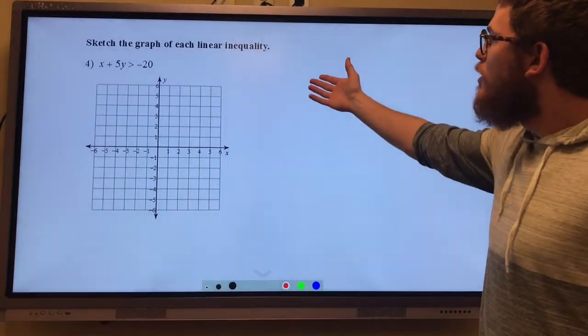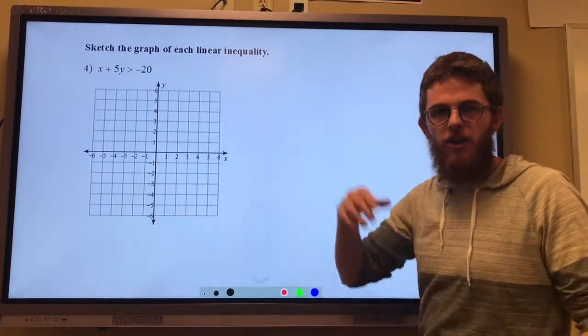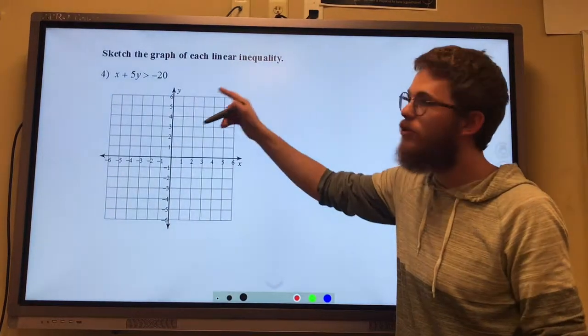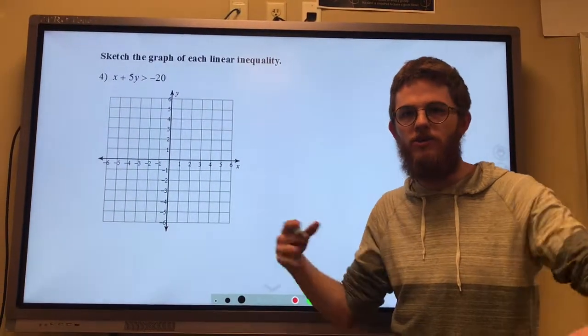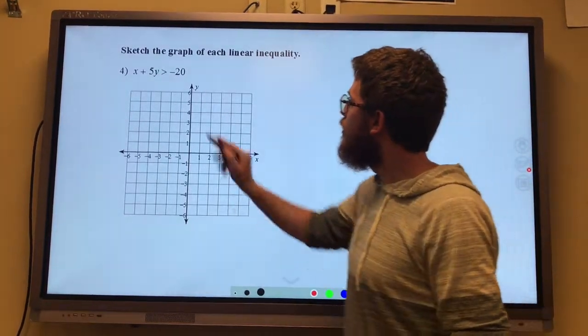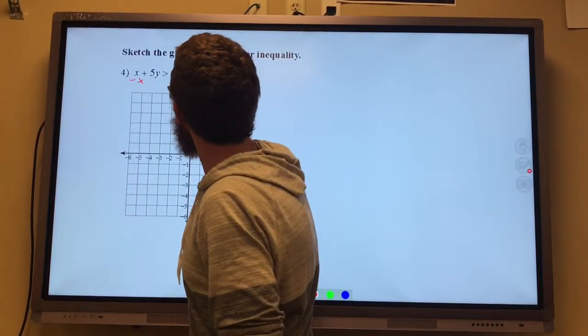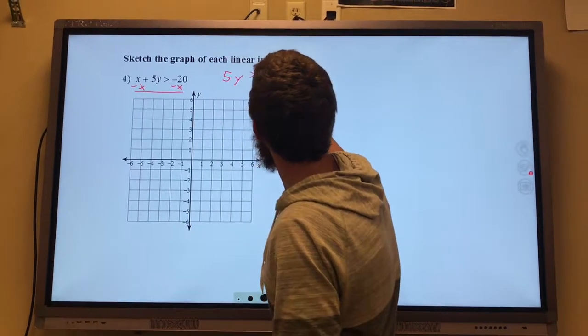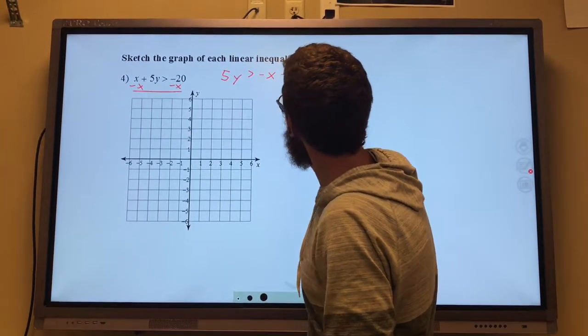All right, so we want to graph this linear inequality. Well, in order to graph anything linear, I would always try to get it solved for y, because once it's in that slope-intercept form, it's nice and easy to graph. So to solve this for y, I'm going to subtract x from both sides. We have 5y is greater than negative x minus 20.